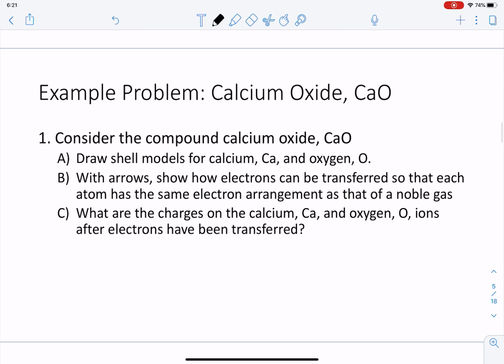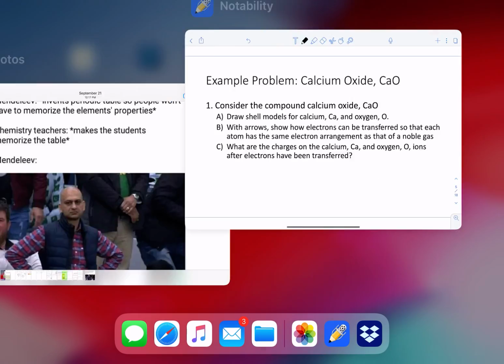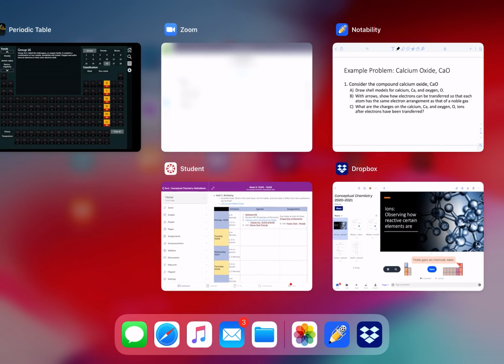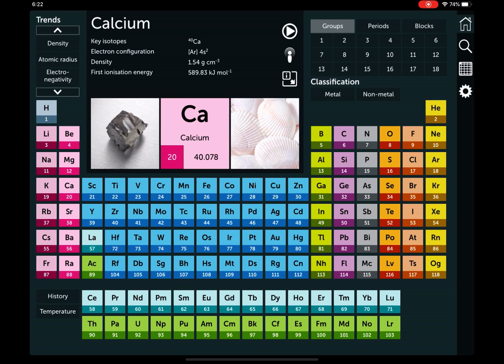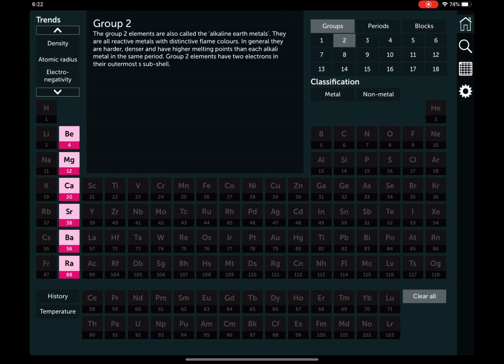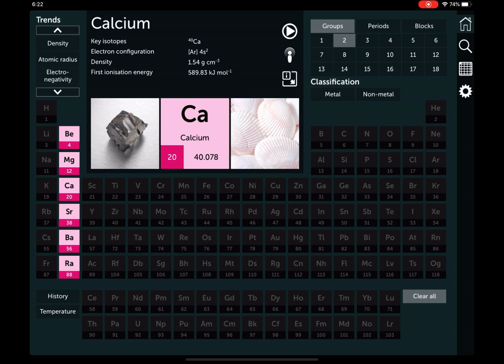So if we take a look at this problem, calcium oxide, if we consider this compound, we have to draw the shell model for calcium and oxygen. The first thing I can do is go to my periodic table, and here it is. We can go find calcium, and it's on the left side. It's in the second group, group 2A, and we can see it's in the fourth row, and it's in the second group.